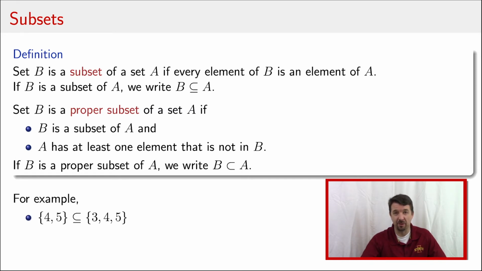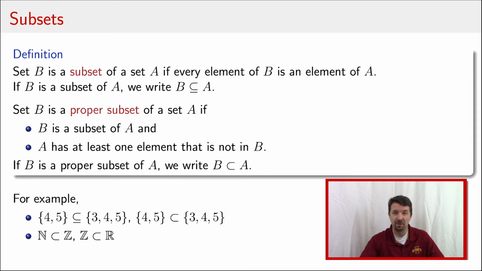Okay, so here's a couple of examples. The set that includes integers 4 and 5 is a subset of the set 3, 4, 5. But it also is a proper subset of that set. So {4, 5} is a proper subset of the set {3, 4, 5}, because the second set has that 3, which the first set did not have. Thinking about our important sets from last week, we have that the natural numbers are a proper subset of all the integers. In particular, the natural numbers do not include the negative integers. We also have that the integers are a proper subset of all the real numbers. There are lots of numbers that are not integers, like 1.5 or pi.